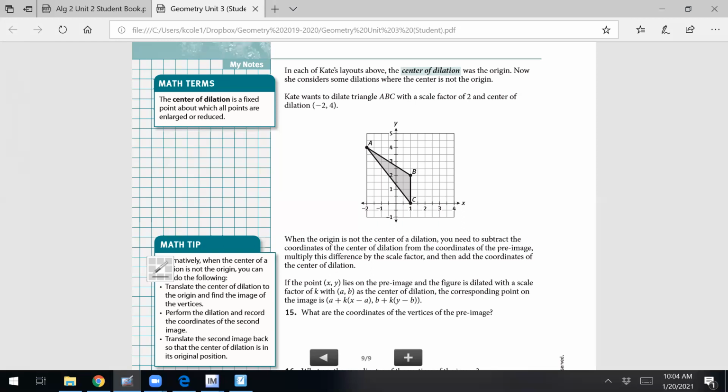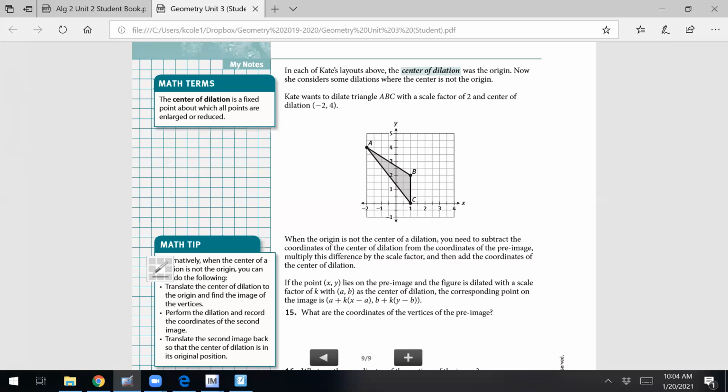It's going to double. It's going to be an enlargement. Okay, our image is going to become larger by 2. You can see the image there. You can see A. It says, when the origin is not the center of dilation, you need to subtract the coordinates of the center of dilation.